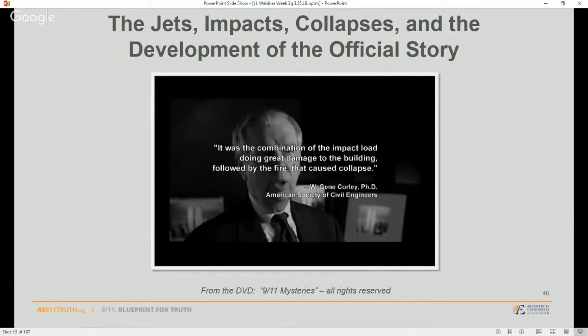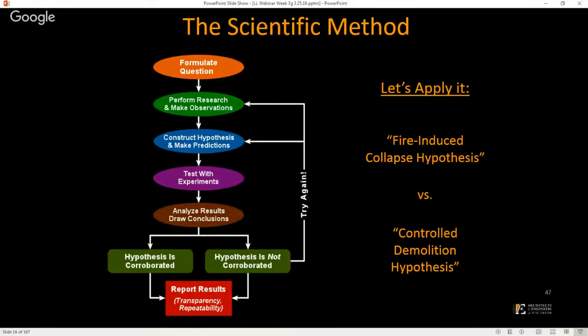Well, here's pretty much the official story in a nutshell, readily digestible by the media and government. And what we're going to do now is test that official story. And we use the scientific method. We've had it in the West for over 100 years. We have a question. How did the towers come down?